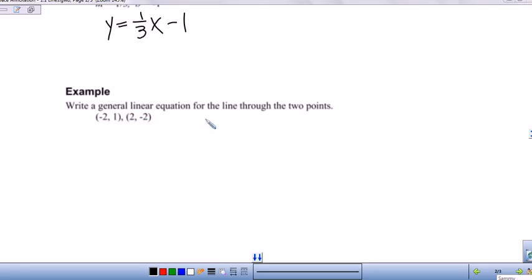And then the general linear equation requires a little more work. So when you're given 2 points, you can go ahead and put it in the 2-point equation, which isn't given here. But usually the first thing I try to do is find the slope.